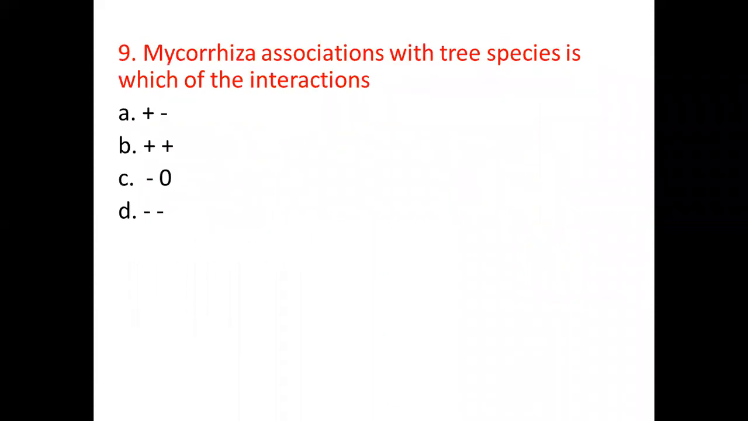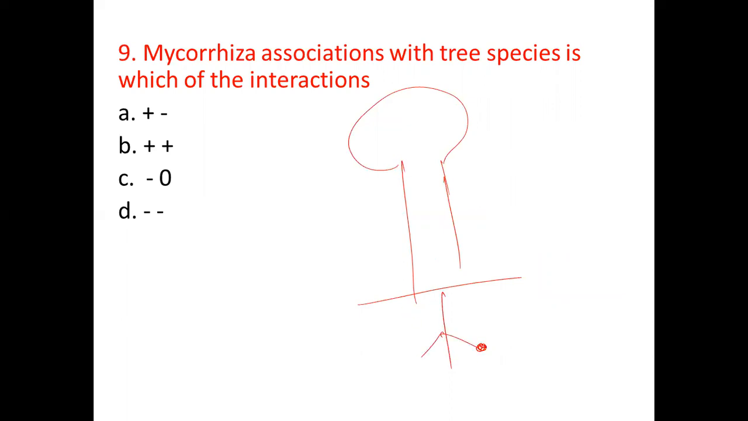The next one is a very important ecological interaction: mycorrhiza. The mycorrhiza association with tree species, what kind of interaction is this? Mycorrhiza is mainly found on the root system of higher plants, or you can say some of the vascular plants. Those plants have mycorrhiza, which is a positive interaction.